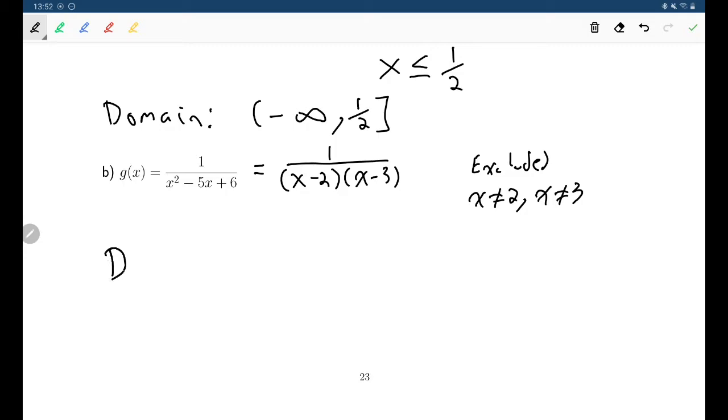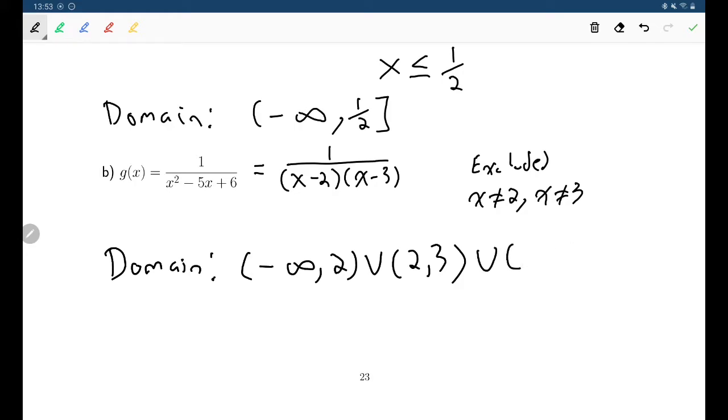So one way that you could express your domain, and this would be one way that I probably wouldn't, would be if you wanted to give it in interval notation, you could say, okay, it's everything from the far left up to 2, not including the 2, and then everything between 2 and 3, not including the 2 and not including the 3, and then everything after 3, not including the 3. This would be one way of describing all the real numbers except for 2 and except for 3.